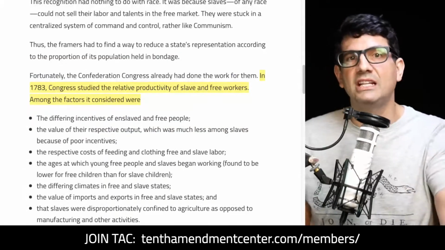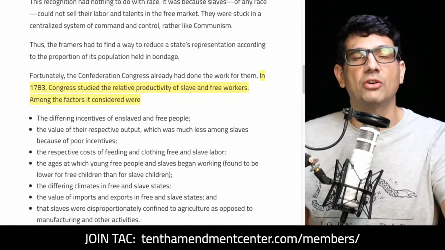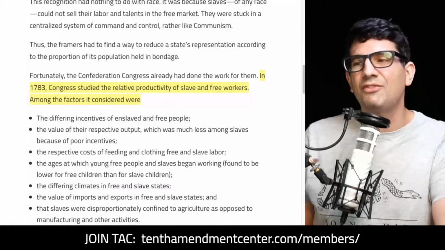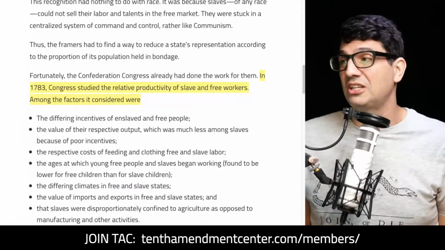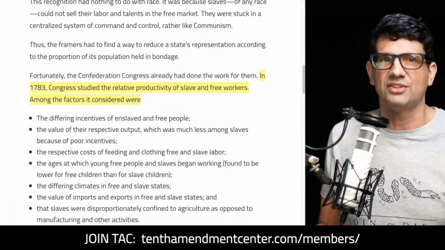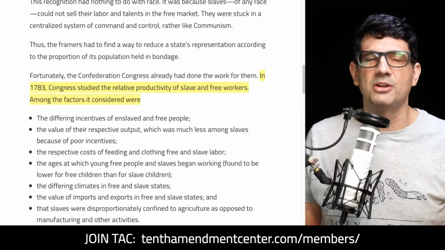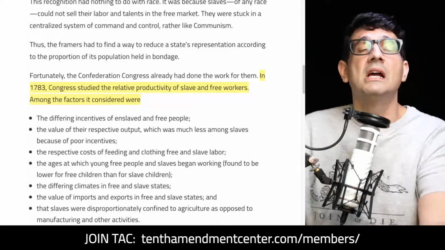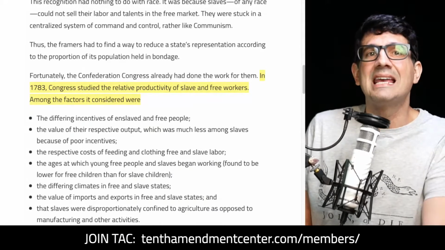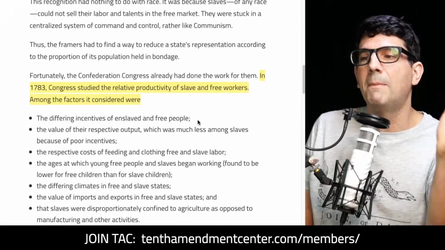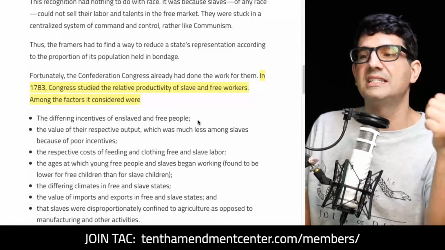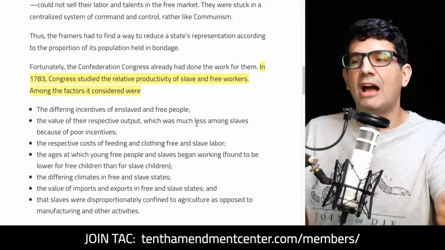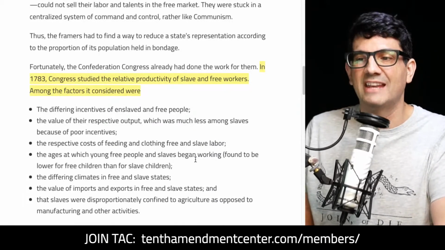This was in 1783, so under the Confederation Congress, under the Articles of Confederation, Congress studied the relative productivity of slaves and free workers. You hear about congressional studies on this and that these days, and I would say most of the time they're just garbage, but sometimes you actually get real research. And Congress actually put a significant amount of study into this in 1783. And Rob writes, among the factors it considered were the differing incentives of enslaved and free people, the value of their respective output, which was much less among slaves because of poor incentives.